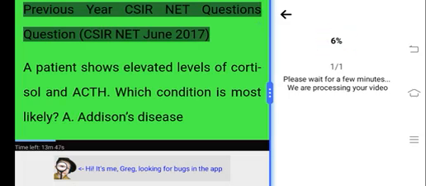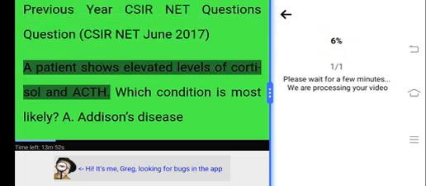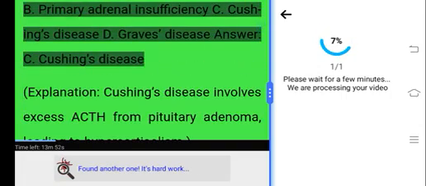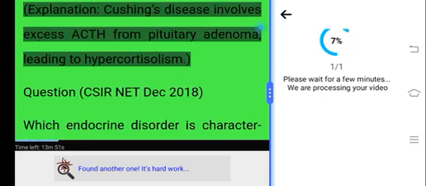Previous year CSIR NET questions. CSIR NET June 2017. A patient shows elevated levels of cortisol and ACTH. Which condition is most likely? A. Addison's disease. B. Primary adrenal insufficiency. C. Cushing's disease. D. Graves' disease. Answer: C. Cushing's disease. Explanation: Cushing's disease involves excess ACTH from pituitary adenoma, leading to hypercortisolism.